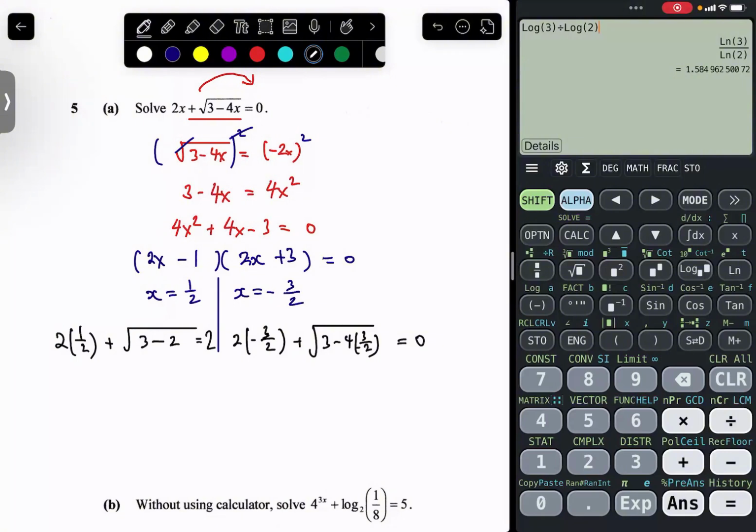So therefore the only suitable answer is this. This answer is not suitable, we have to reject it. Okay, B.